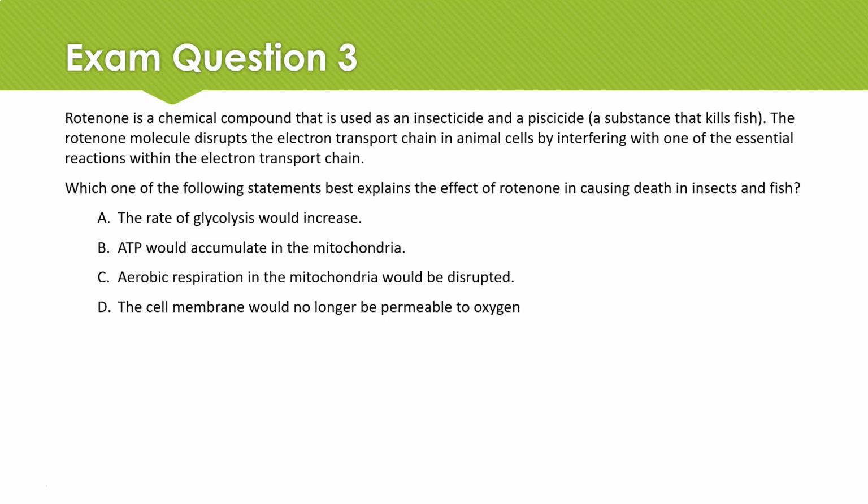A. The rate of glycolysis would increase. B. ATP would accumulate in the mitochondria. C. Aerobic respiration in the mitochondria would be disrupted, or D. The cell membrane would no longer be permeable to oxygen. So you can pause the video now as you go and answer it, and then check your answer in the video linked in the description box below.